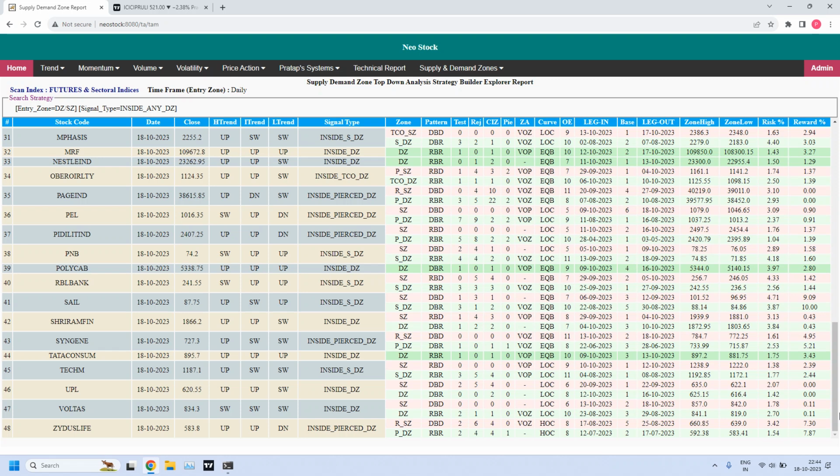The two possibilities. One possibility, if the supplies are very powerful, these demand zones will be broken tomorrow. That is one possibility. And second possibility, the pending orders in the demand zones probably push the market up tomorrow. That is another possibility. So we don't know what will happen.